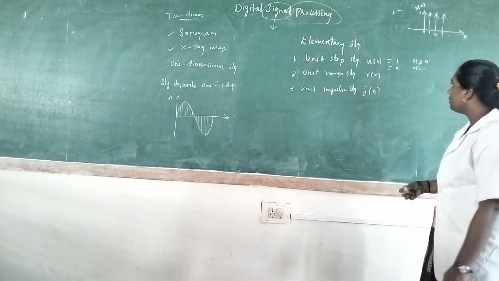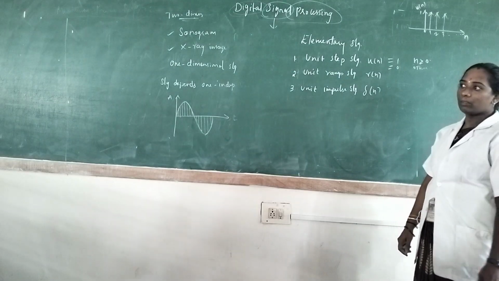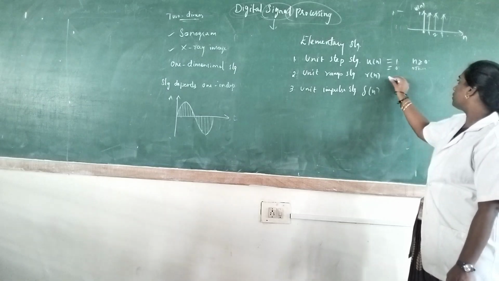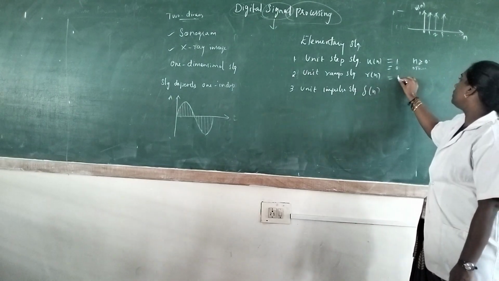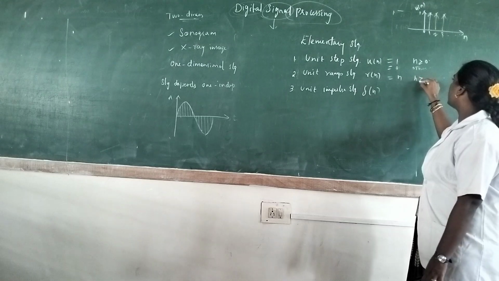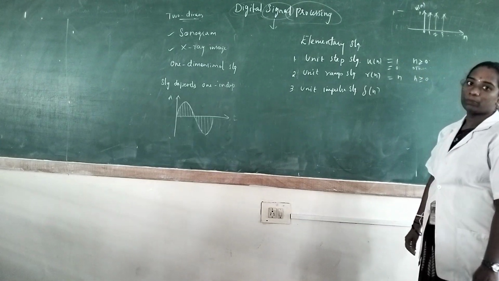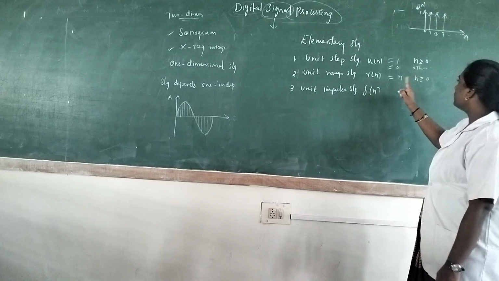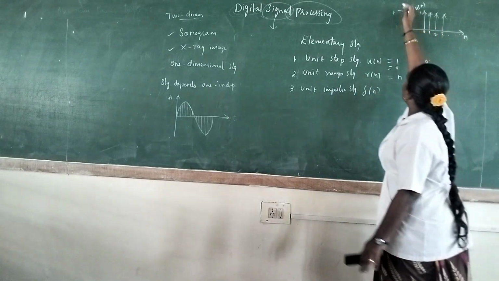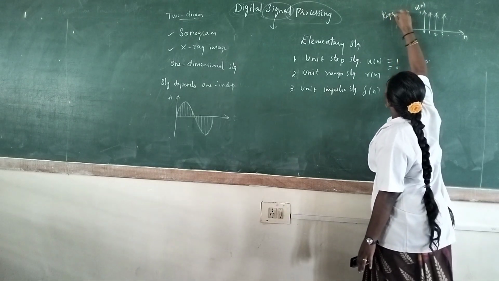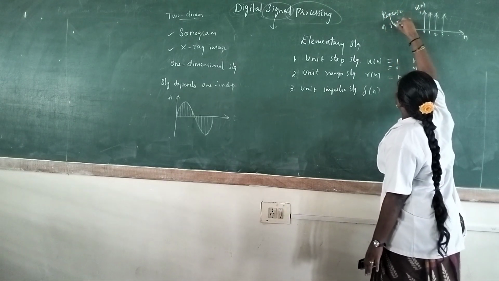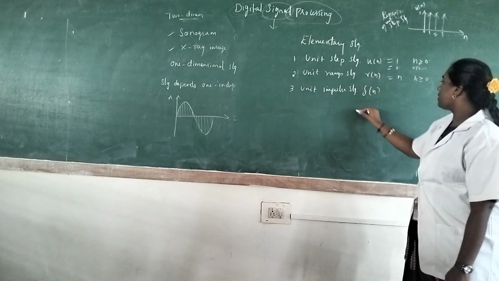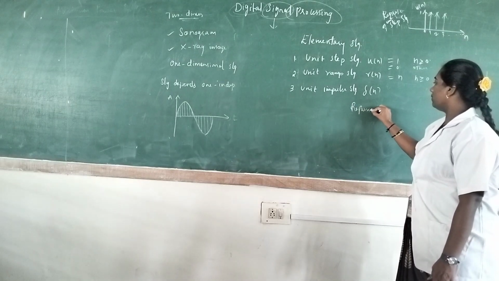And the next one is your ramp signal. The ramp signal is represented as R of n, which will be n when n is greater than or equal to 0. Consider the representation of the step signal. This one is your step signal, that is the unit step signal. Similarly, now we get the representation of the ramp signal.